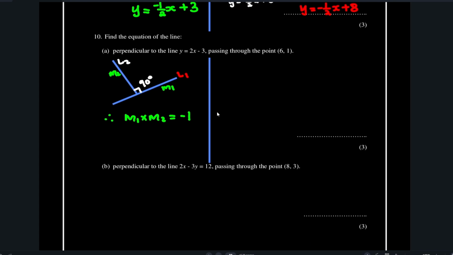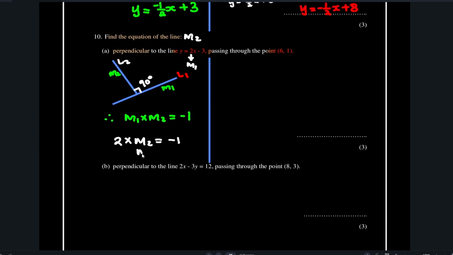Which means if you know the gradient of one line, you can find the other one. For instance, here we know the gradient of the line that was given is 2. So we can say 2 times M2 equals -1. Then we'll be able to find the gradient of the other line. Let's go ahead and use this relation in order to find the equation of that line. So first, we need to identify the gradient of this line, which is M1, and we are finding M2.